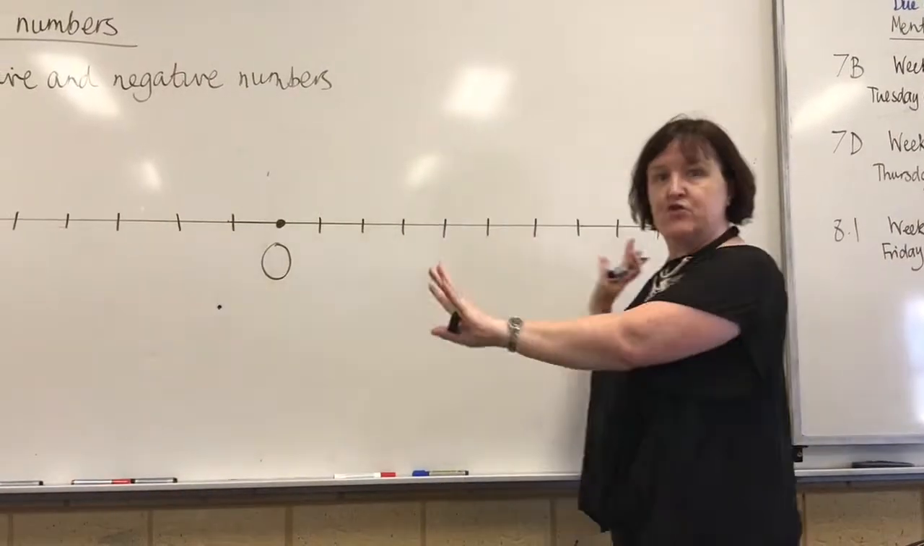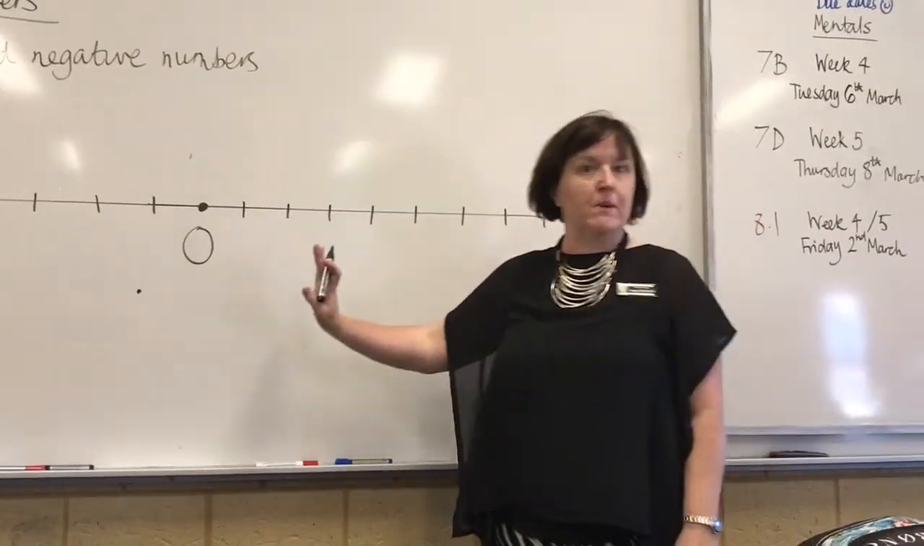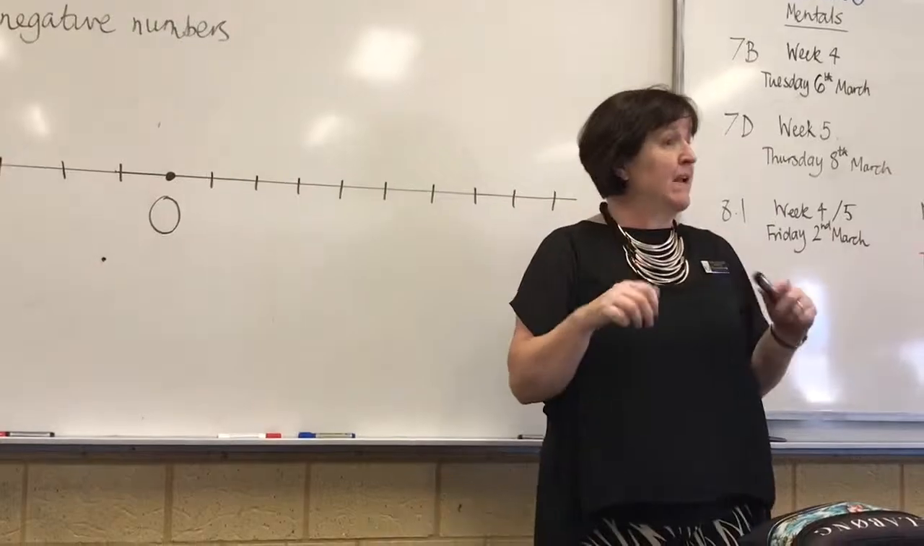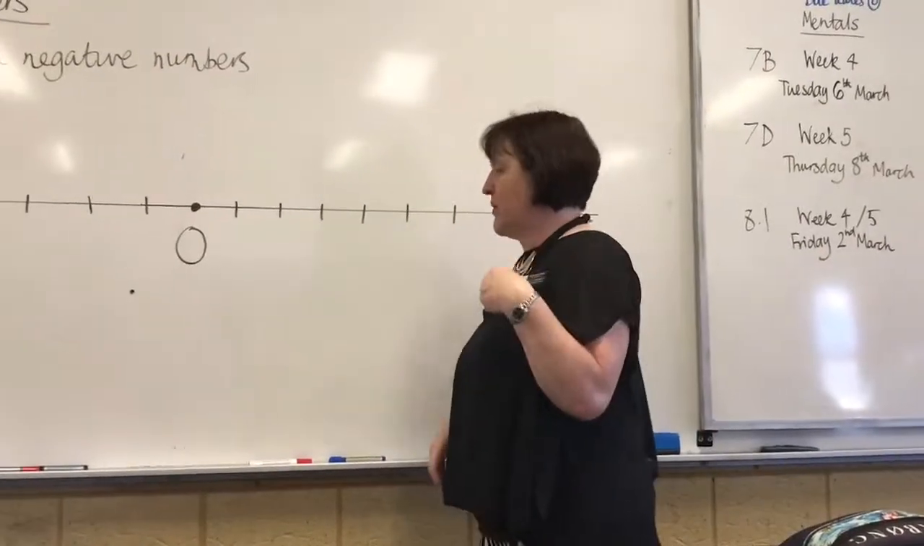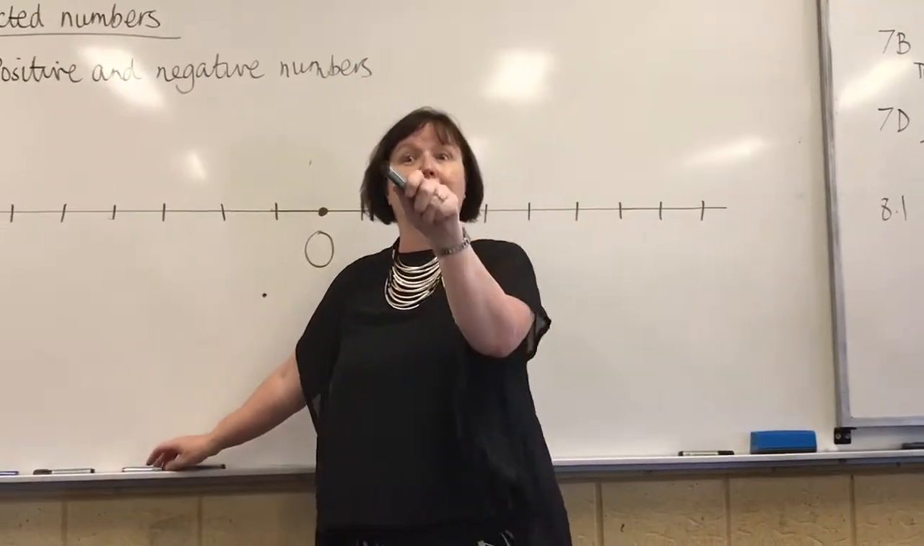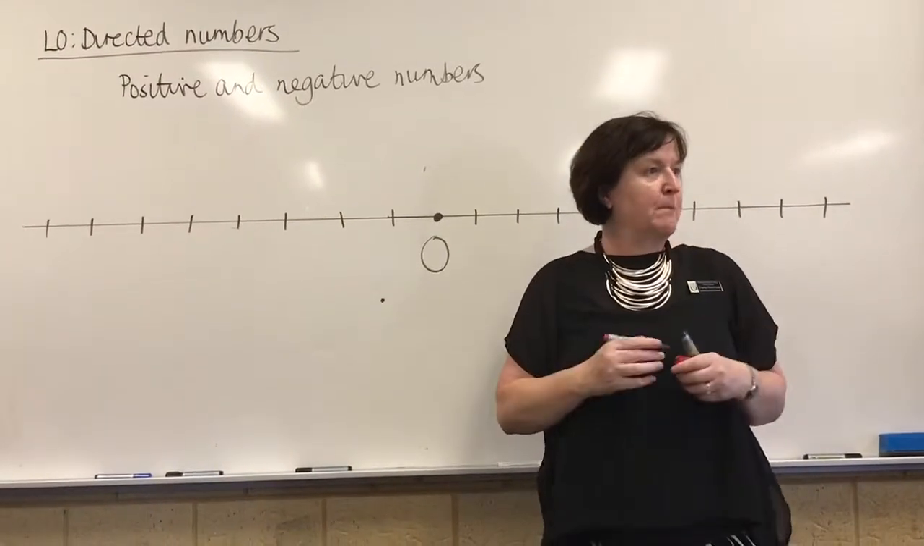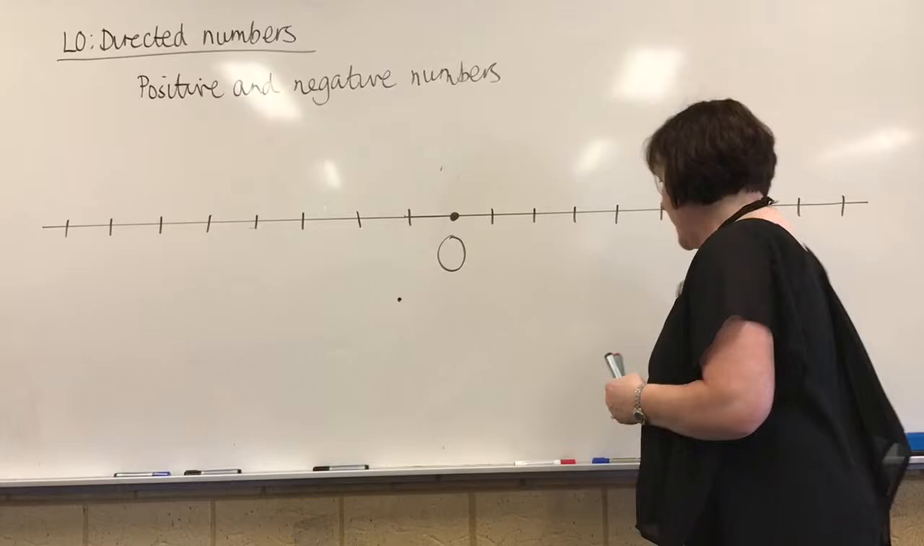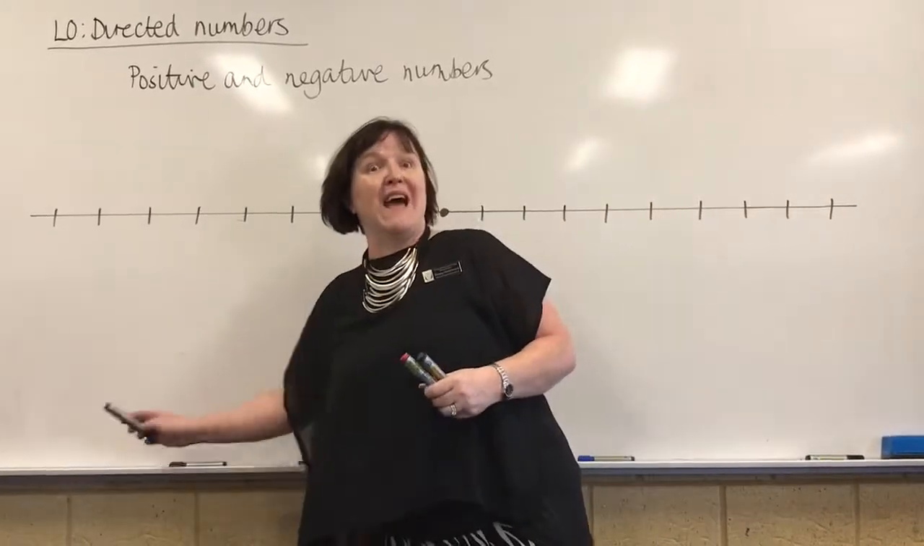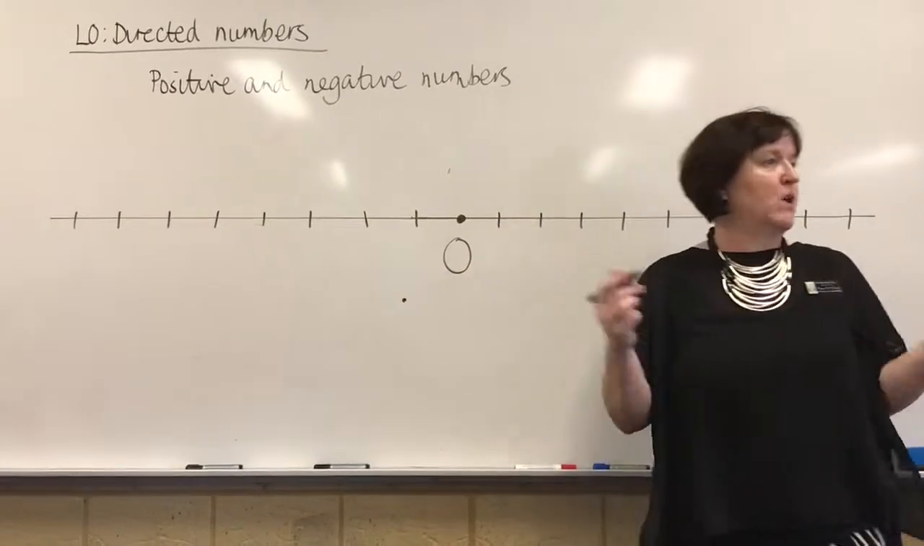So we've already drawn our number line and we've got 0 in the middle. So we're going to label it with the integers. Who can remember what integers are? Whole numbers, good girl. Okay, so I'm going to do my positive numbers in blue and my negative numbers in red. Okay, you can do them in whatever colour you want.